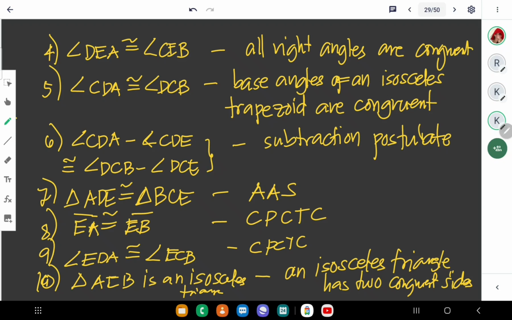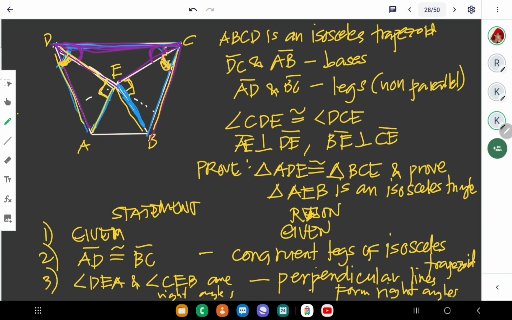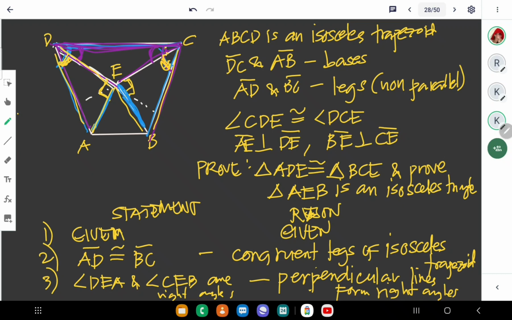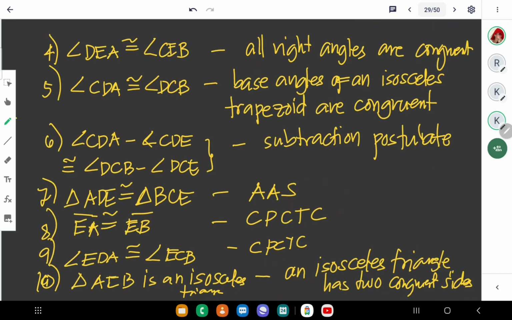Now, do you get that? That's a long one. Yeah, very long. Do you understand that? Yes. Yeah, because it's already given that this one is an isosceles trapezoid. That means the base angles are congruent, and two sides are also congruent. So you can start working from there. Okay, so you can take a screenshot of that. We just have to familiarize all of those.